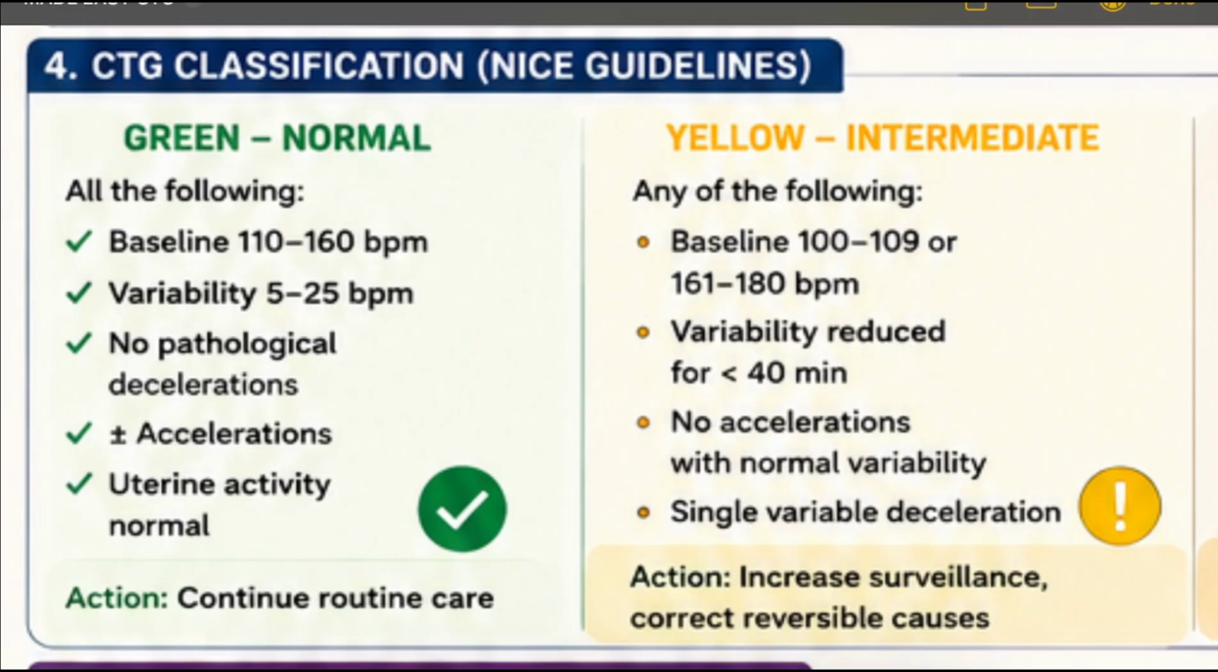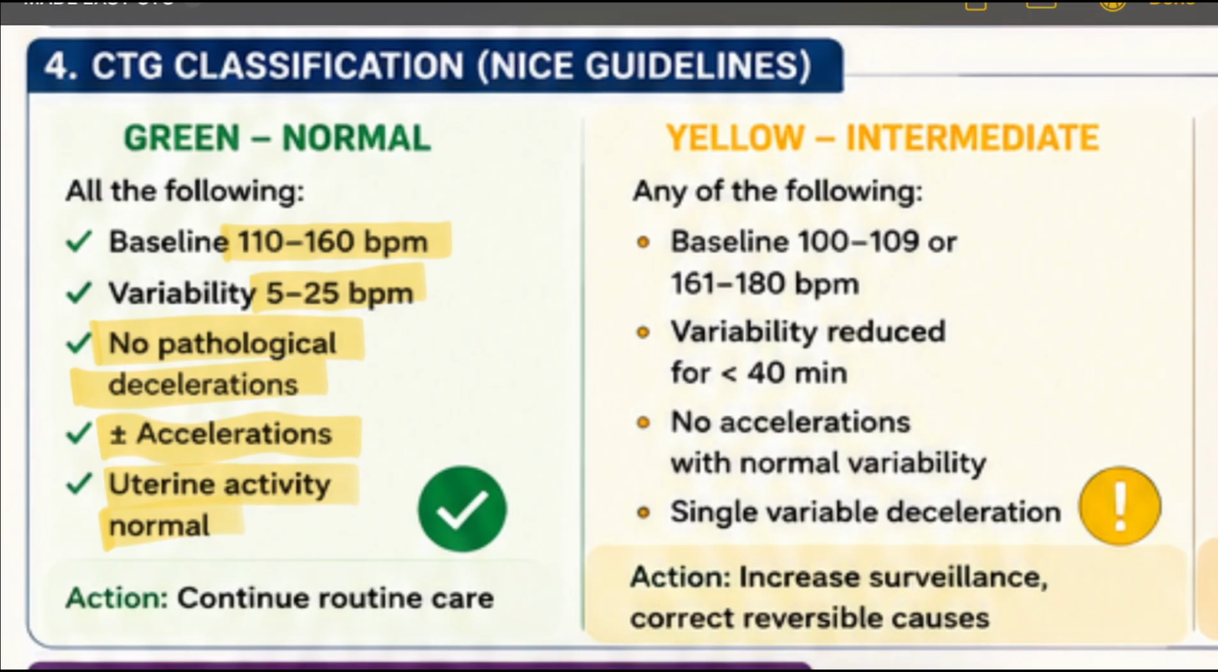In a normal case, everything like baseline, variability, and deceleration, and acceleration, and the heart rate, everything is normal. So for example, the baseline is 110 to 160 beats per minute, variability 5 to 25 beats per minute, no pathological decelerations, with or without acceleration, and uterine activity is normal. Then what we have to do? Continue routine care. Okay, so that is the normal category.